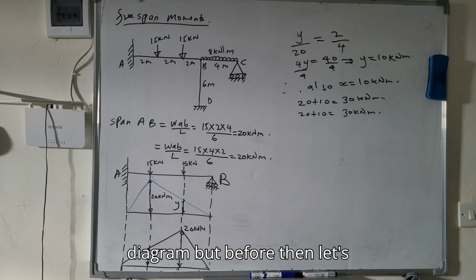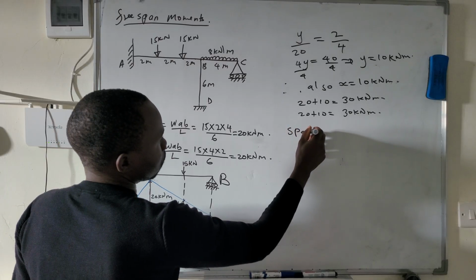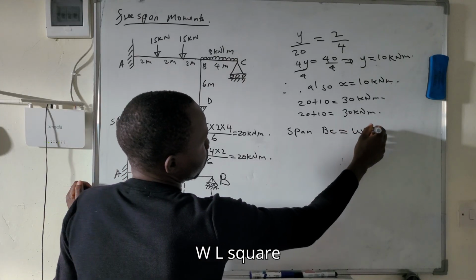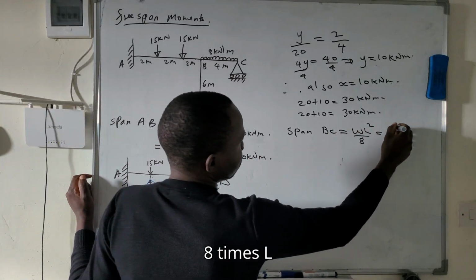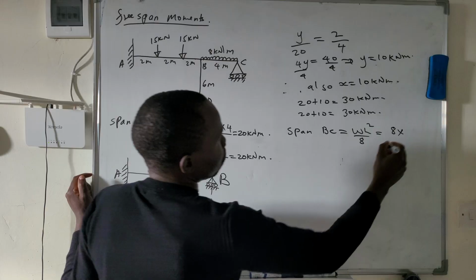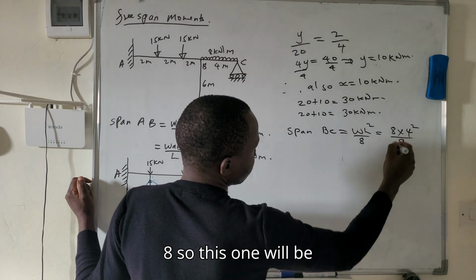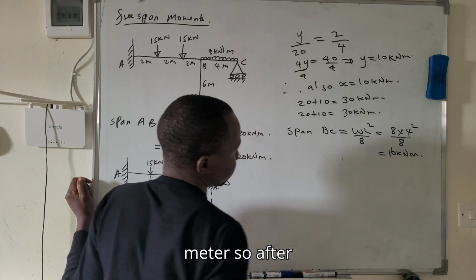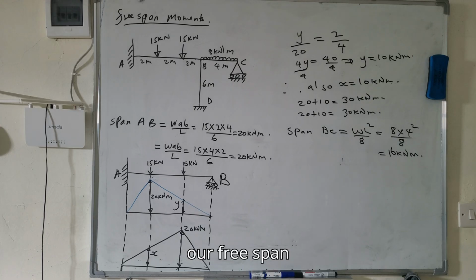But before then, let's calculate our free span moment for span BC. This one will be W L square over 8, so this will be 8 times L, which is 4, 4 square over 8. So this one will be 16 kilonewton meter. After obtaining those values, we can now draw our free span moment diagram.